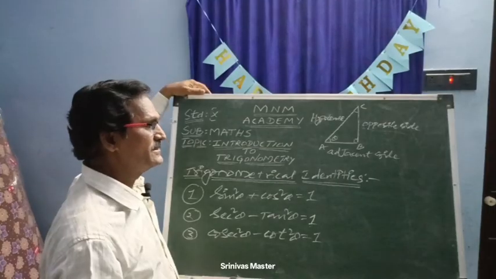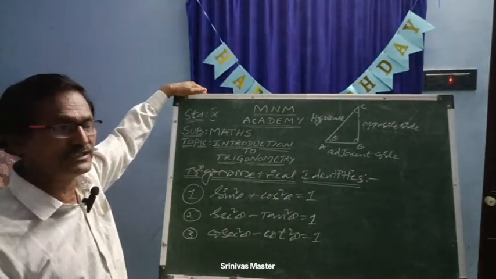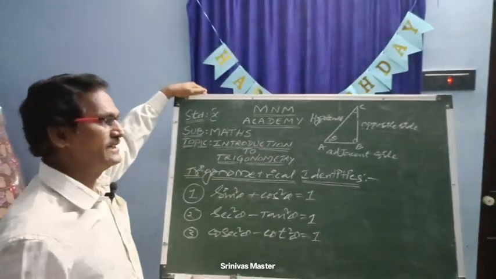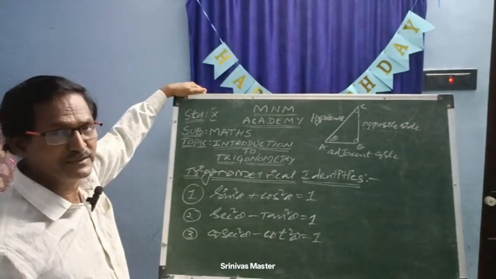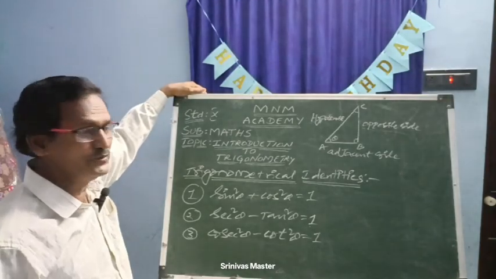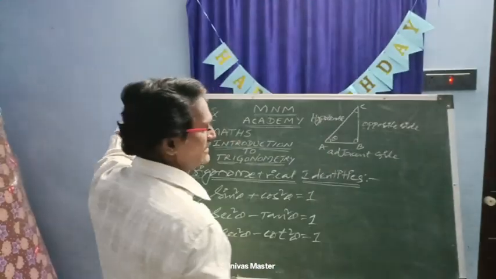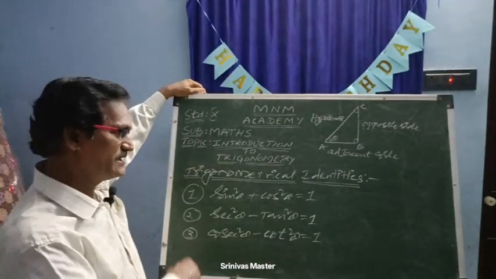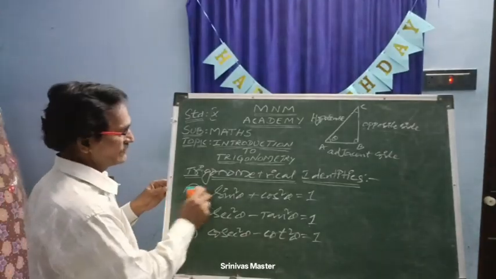From these three identities, we can prove them by using the right angle triangle or by using two-dimensional geometry, that means by using the x-axis and y-axis, also by using the unit circle. Other than that, directly by using this triangle we can easily prove all three identities. See children, how to prove these three identities.